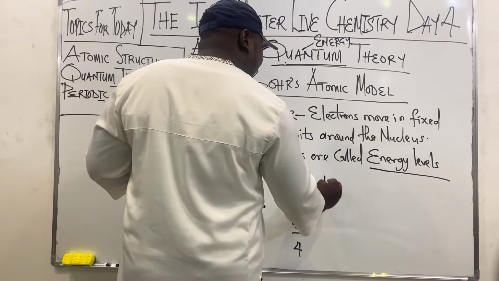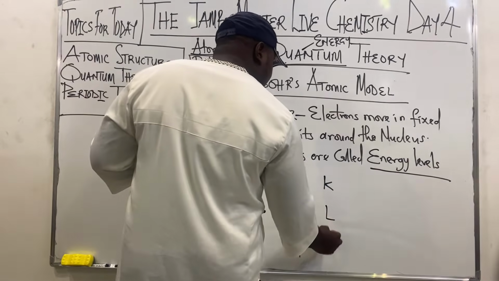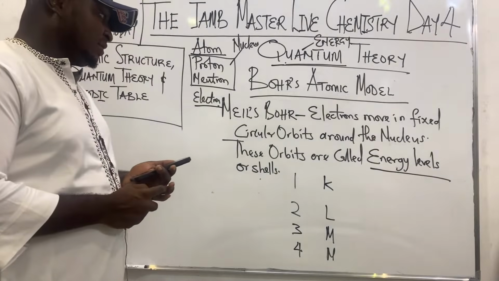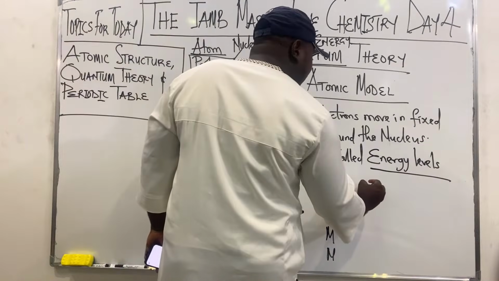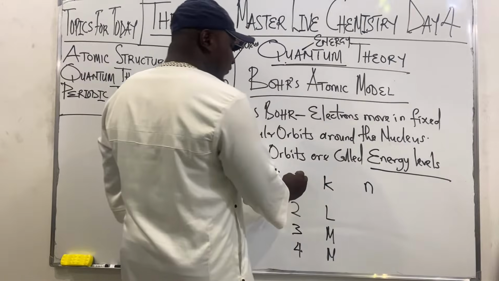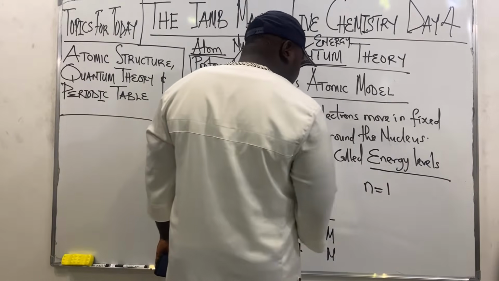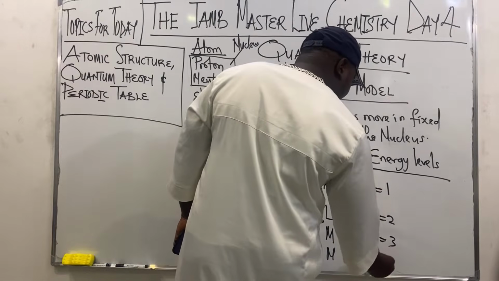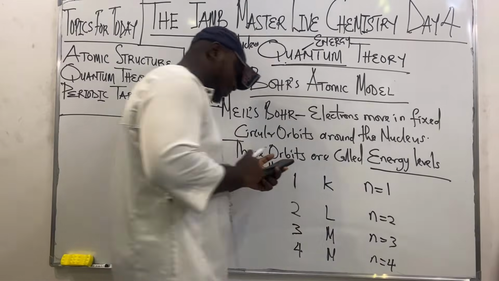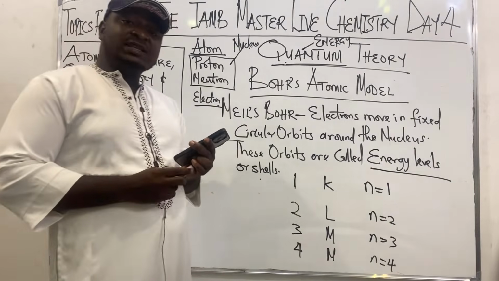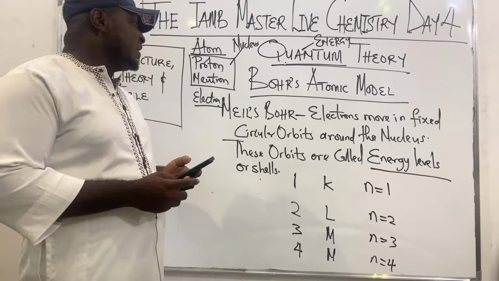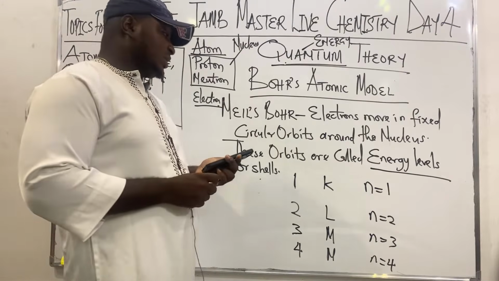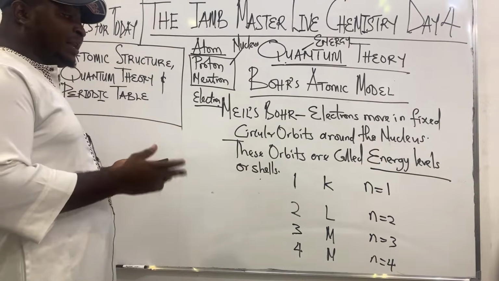For level 1, we have the K shell. For level 2, we have the L shell. Level 3, we have the M shell. Level 4, we have the N shell. 4 energy levels. Class, these energy levels are represented with n. So for level 1, it means that n equals 1. For level 2, n equals 2. Level 3, n equals 3. And level 4, n equals 4. These are the energy levels that are found in atoms. So n can be 1, 2, 3, or 4.